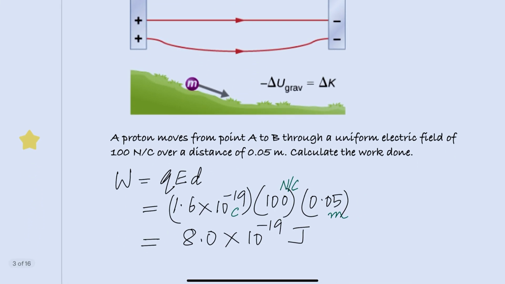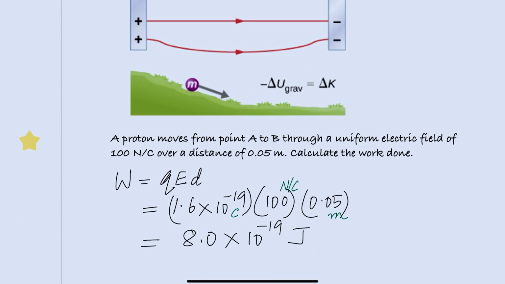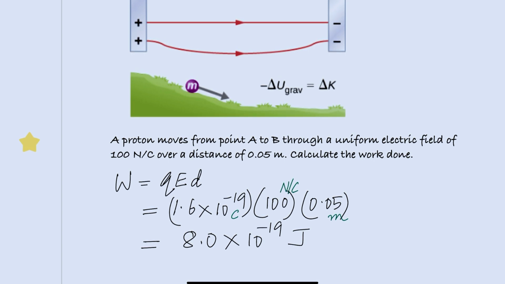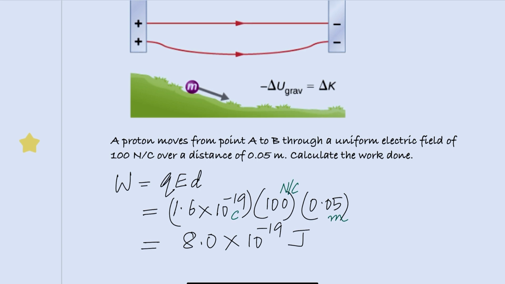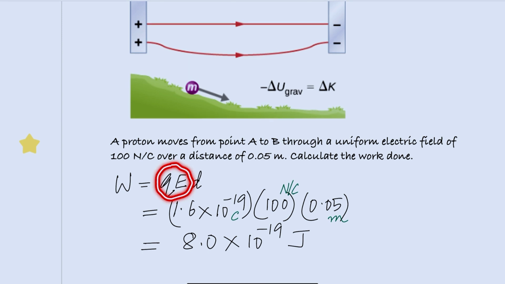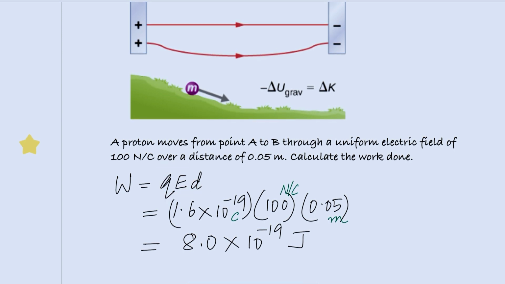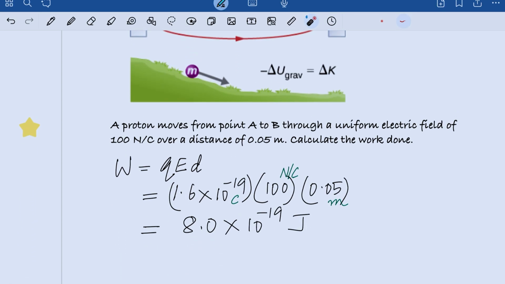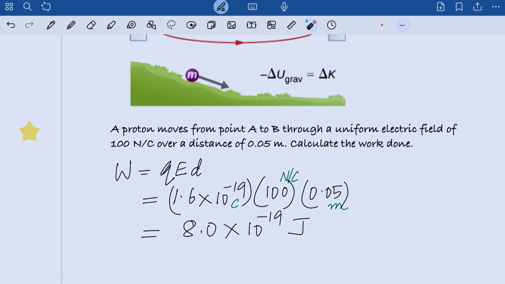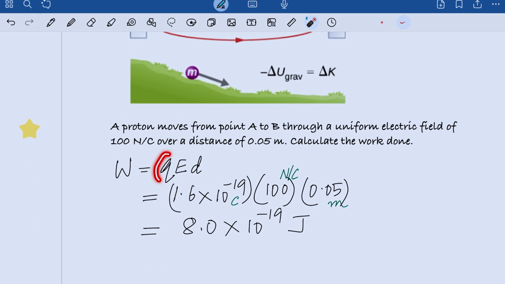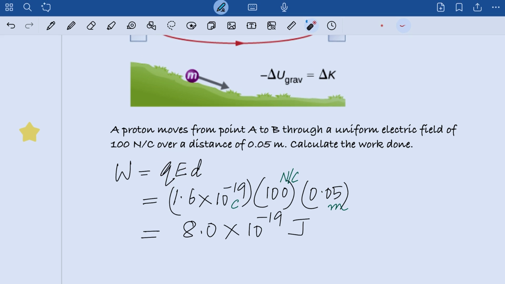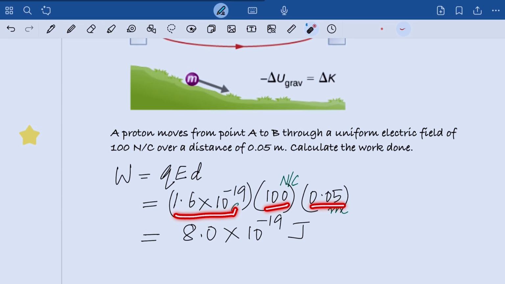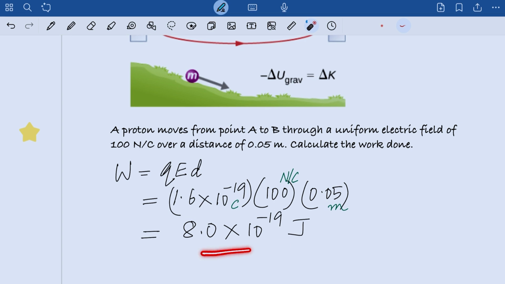Here's an example. A proton moves from point A to B through a uniform electric field of 100 Newton per Coulomb over a distance of 0.05 meter. Calculate the work done. Work is Fe times d. In this case, we're not using the integral, and you see the dot product vanishes because theta is 0 and cosine 0 is 1. So you just take the product of Fe with d. Since we know the charge of the proton, the field given, and the distance, you get the answer in joules.